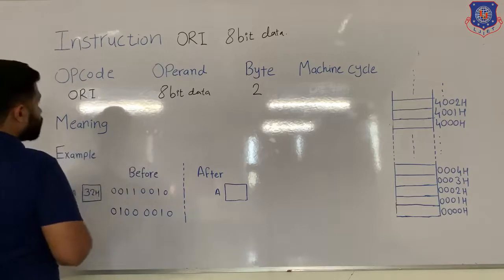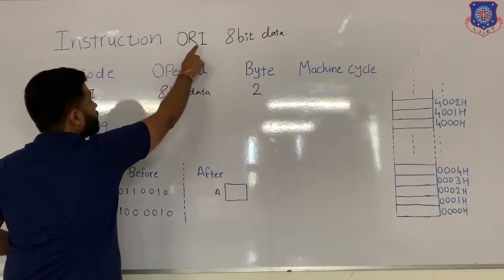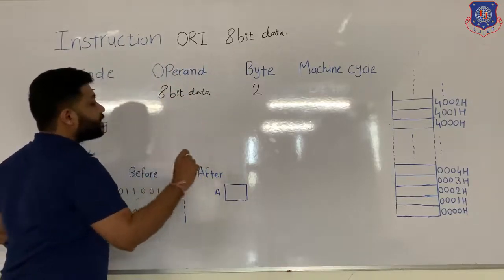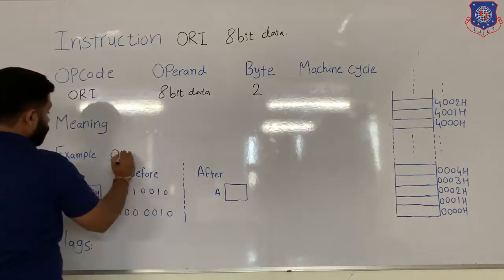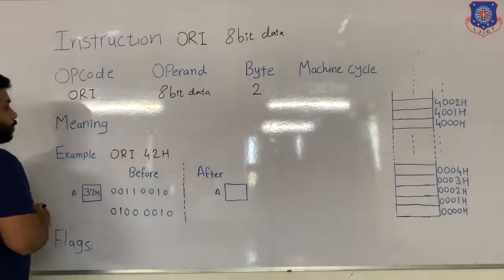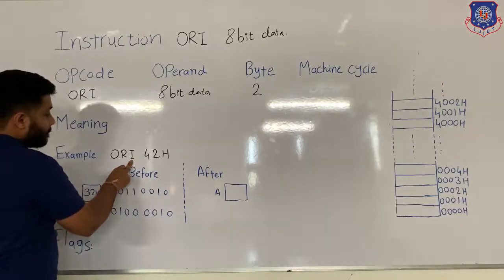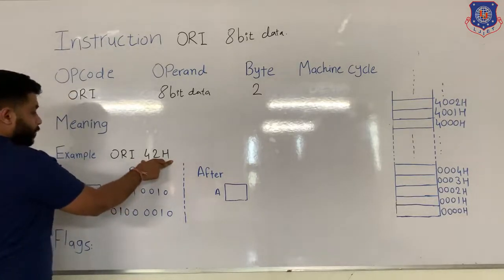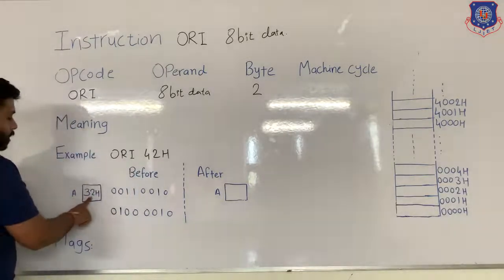Before that, let's see the meaning of the instruction. Now what is the meaning of the instruction? Logical OR immediate between 8-bit data and the accumulator, and the result will be stored in the accumulator. Let's see one example. Suppose ORI 42H. So ORI 42H means logical OR immediate will be performed between 42H and the content of the accumulator. So before the execution, you can see that the accumulator contains 32H.